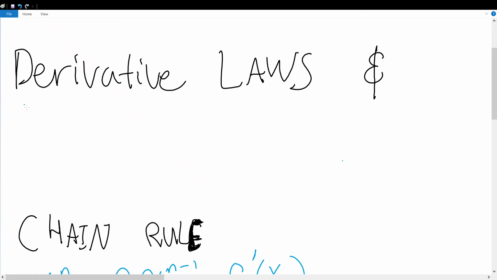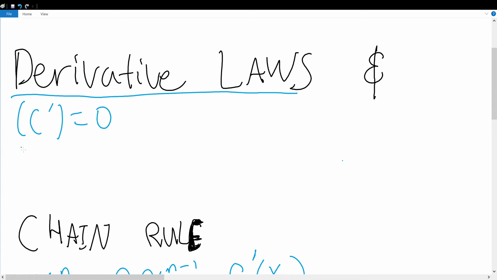Hello everybody, in today's lesson we're going to be talking about derivative laws and what chain rule is. So first I'll start off with derivative laws. Pretend you have a constant. The derivative of any constant is always 0. Now if you have a constant times a variable, the derivative of that would be the constant times the variable's derivative. Now this directly ties in with product rule.